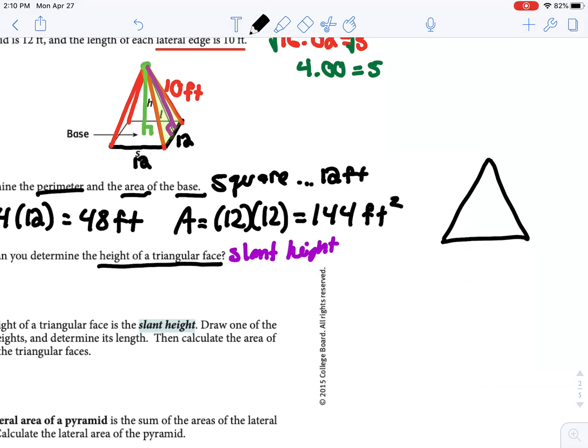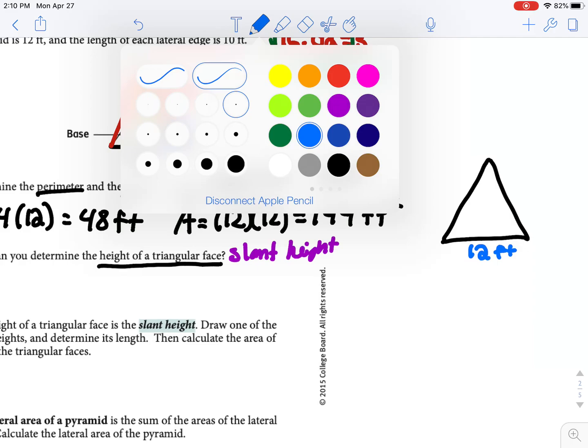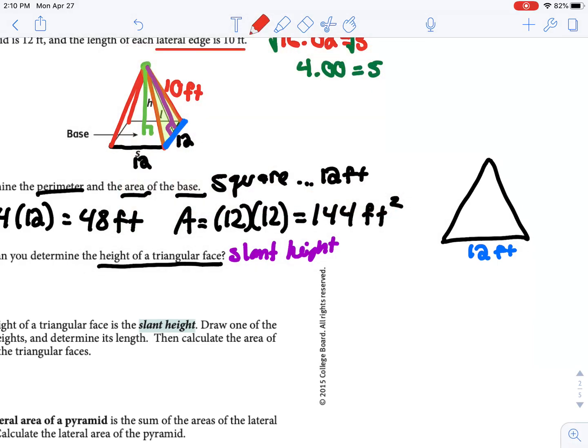If we redraw that triangle, the first thing you want to notice is that the base along the bottom is 12 feet. That we already knew. We also knew that the lateral edge here was 10 feet. So this right here is 10 feet. And what I'm asking you to find is the height of that face. And this over here is what we are looking for, and we call this the slant height.